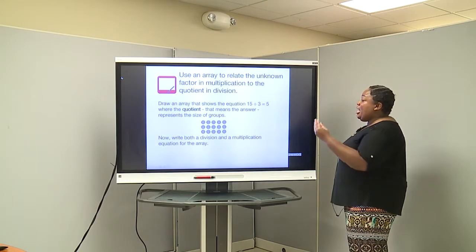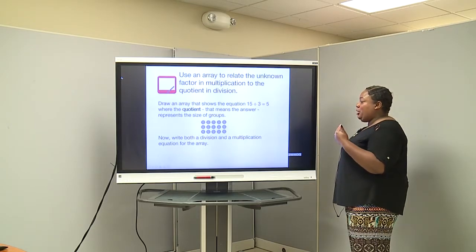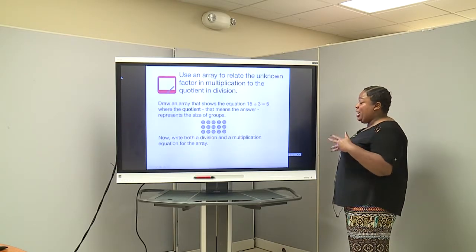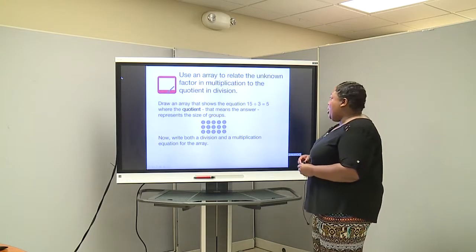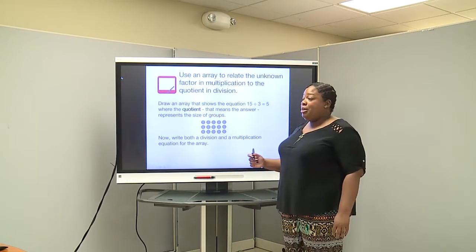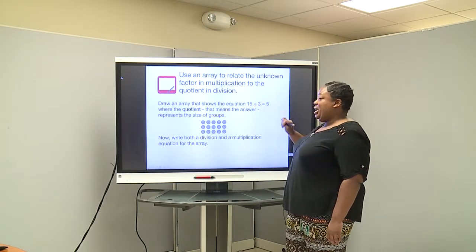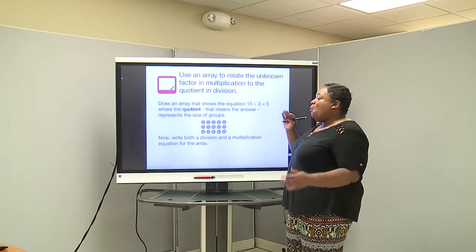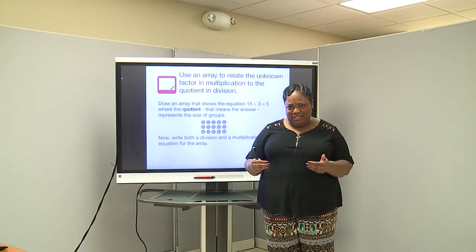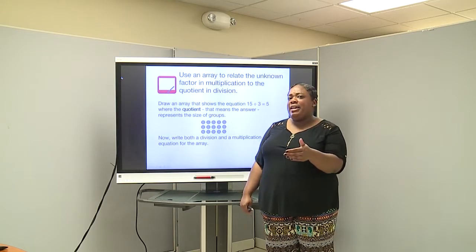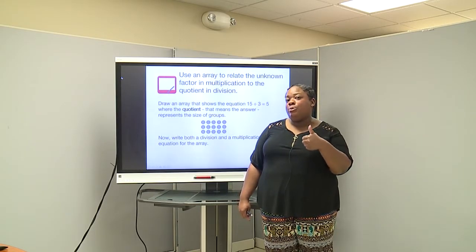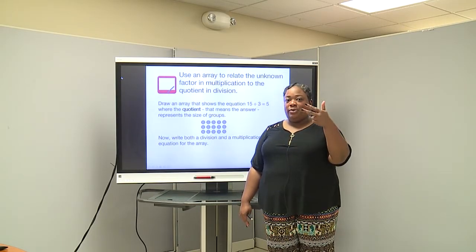It says, now write a division and multiplication equation for this array. So we already know what our division equation was. It was 15 divided by 3 equals 5. Now, what would our multiplication sentence be? Remember, there's a set formula. It's the number of groups times the size of the groups equals the total.